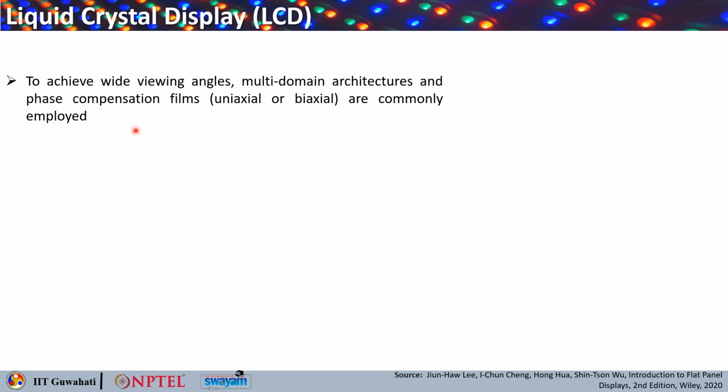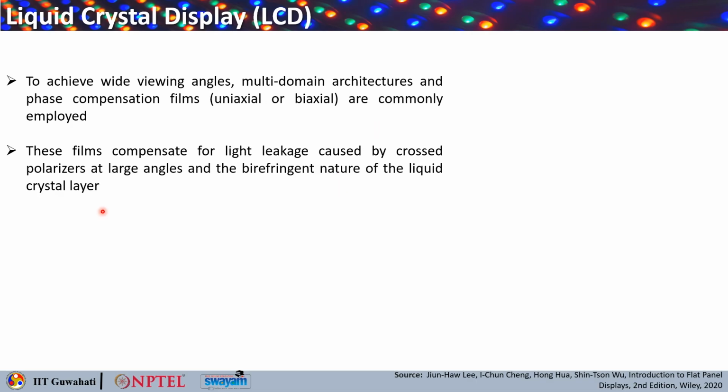So, to achieve wide angle viewing, what people have done is multi-domain architecture and phase compensation films, something like uniaxial or biaxial films are commonly employed. These films basically compensate for the light leakage that is caused by the cross polarizers at large incident angle, and the birefringent nature of the liquid crystal layer. So, you need this extra phase compensation films to make the LCD workable at large viewing angles.